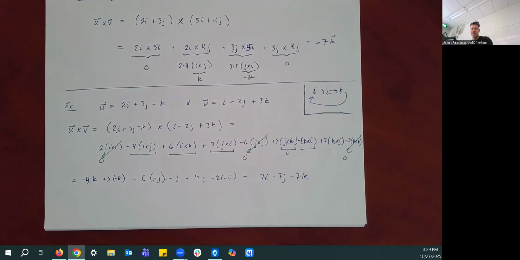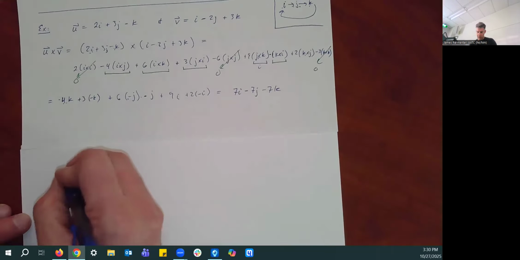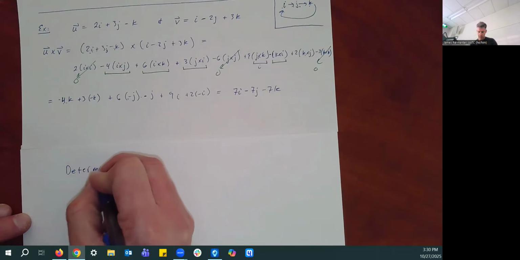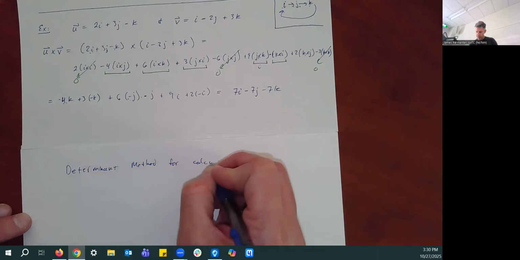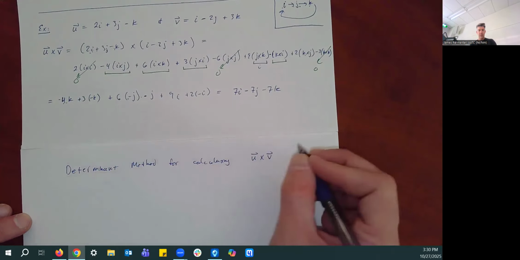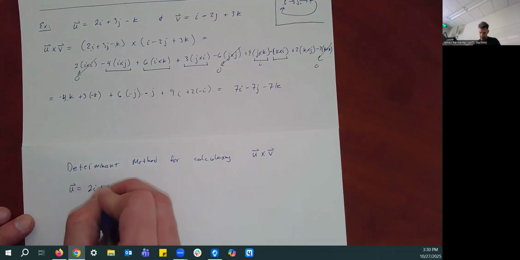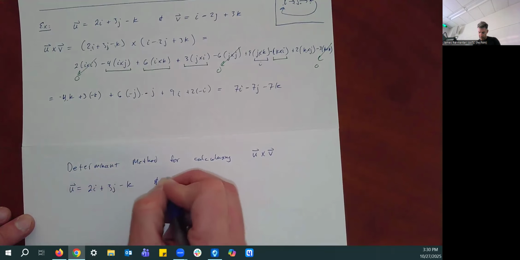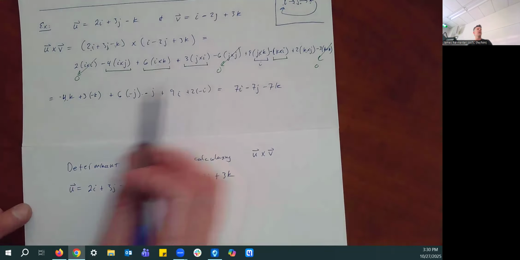So, why did we do all this? So that now we can see how much better it is to do it the other way. So here's how we're actually going to calculate this thing. We're going to use what's called the determinant method for calculating the cross product u cross v. And let's do the same example, where u is equal to 2i plus 3j minus k, and v is equal to i minus 2j plus 3k.